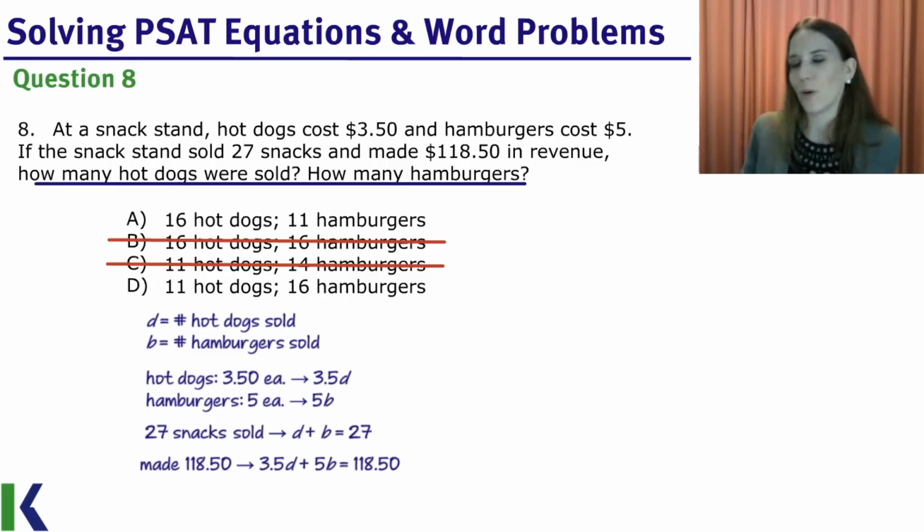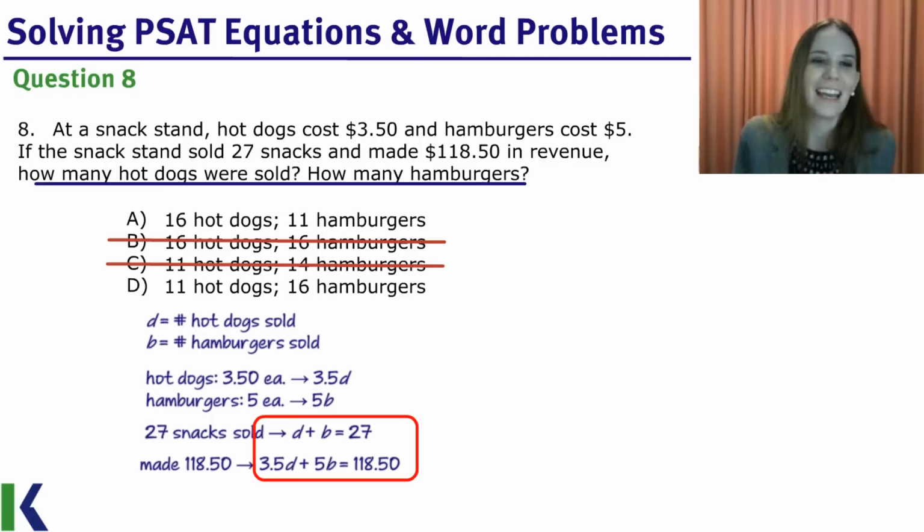So here are my two equations. Dogs plus burgers equals 27. And money from dogs plus money from burgers equals total money. Notice how all the units lined up. Item, item, total items; money, money, total money. So we've got all of our units consistent. At this point, we can now set up a system of equations.